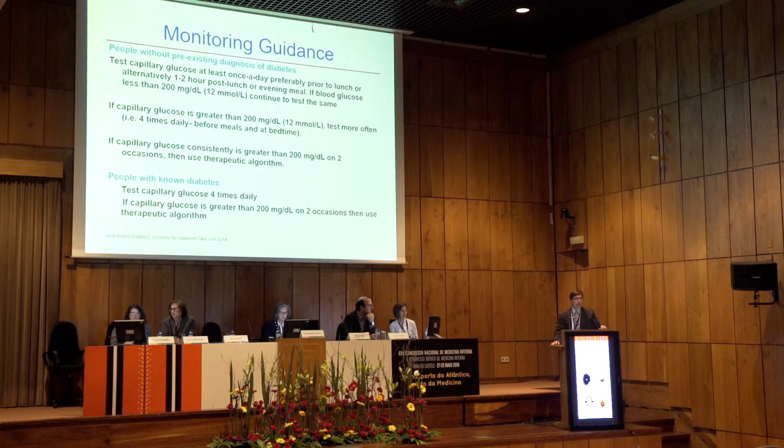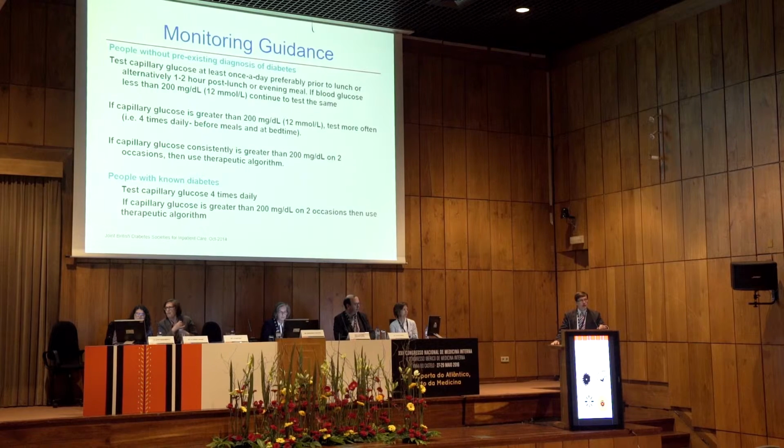So if capillary glucose is below 200, we can manage the glycemic effect probably with oral agents. But if the glucose level is above 200, we have to check more often the capillary glucose. For people with non-diabetes, we will need to check at least 4 times a day the glucose values preprandially.